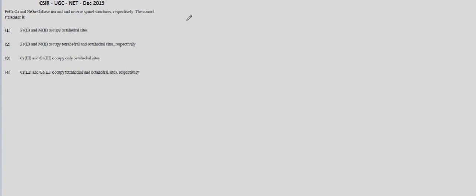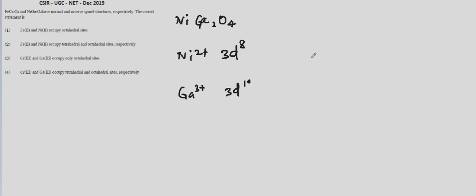The next one here we are going to deal with is nickel gallium oxide. The ions involved are Ni2+ and Ga3+. Electronic configuration is 3d8 and 3d10. The d shell configurations we have given. Now we are going to find out the CFSE for them.